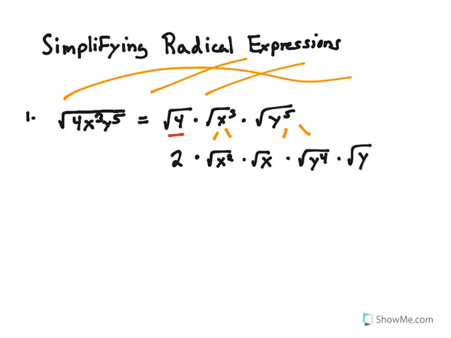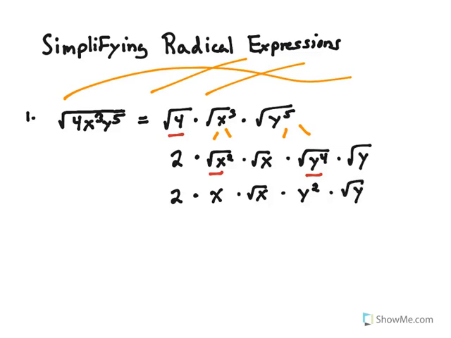So now we have 2 more perfect squares. We have this one and this one. And now we're going to simplify that. So 2 times the square root of x squared is x. This just stays in the radical because we can't take the square root of x. The square root of y to the 4th is y squared because it's a perfect square. And then, of course, we can't do anything with that.